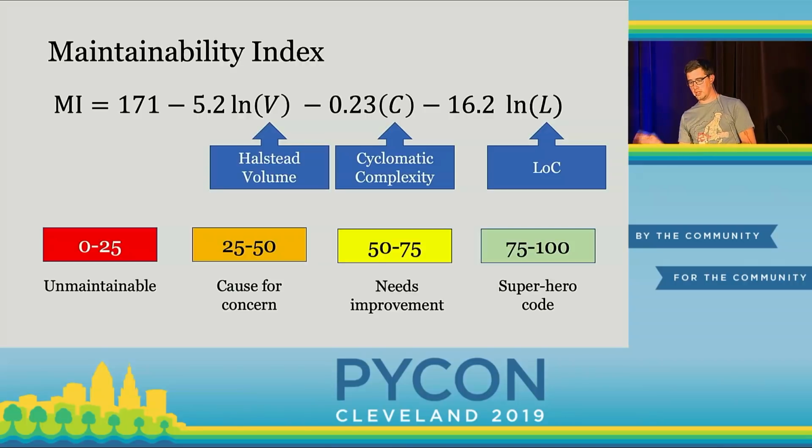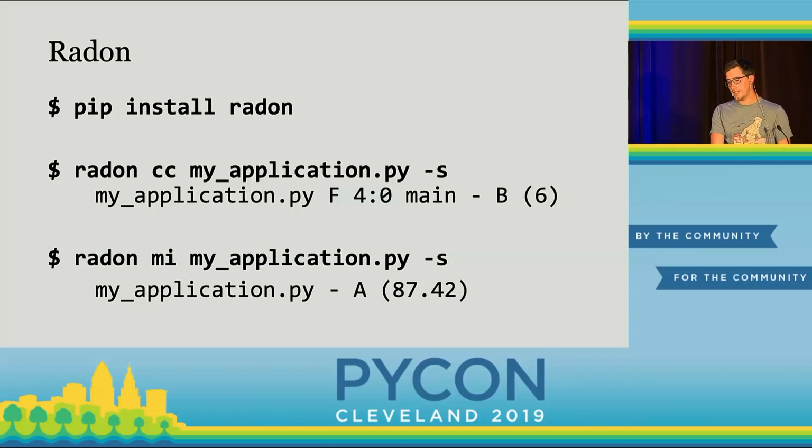It's going to be in the green where you've got nice flat code, you don't have too many functions, too many variables, and there's not that much code volume. So that's where it's going to be in the green. So you don't have to calculate this stuff by hand.